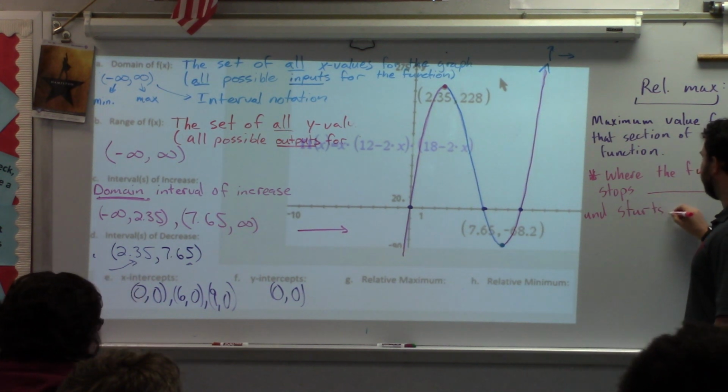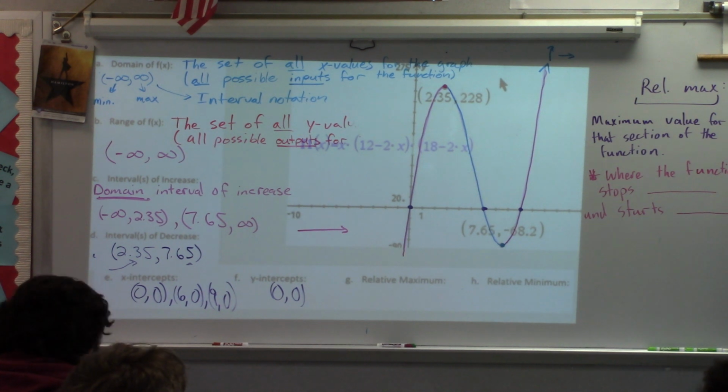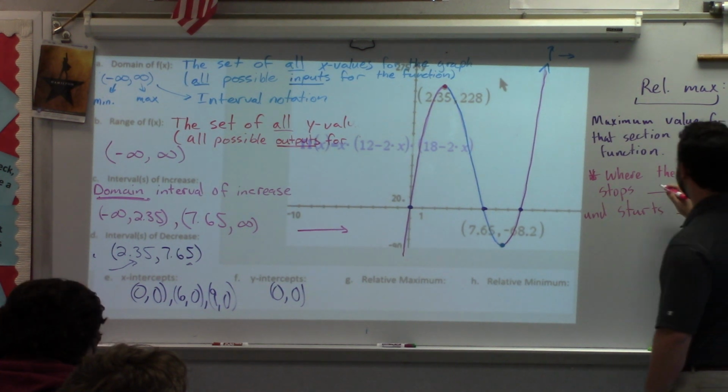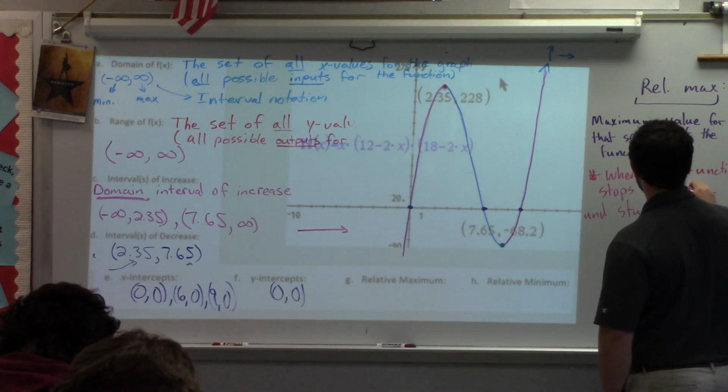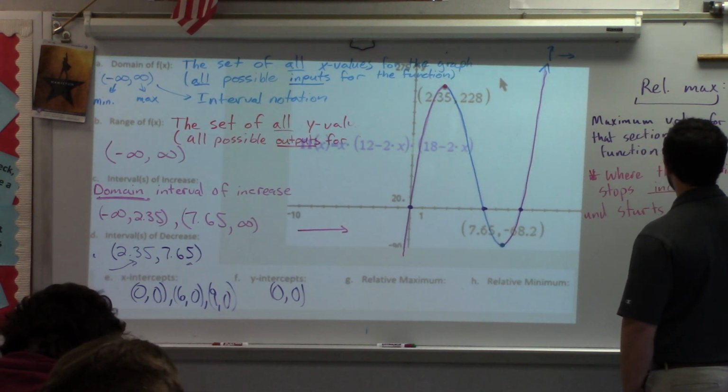Any guesses? It stops increasing and starts decreasing. If it stops going up and starts to go down, it's going to hit a what? Maximum. Thank you, Jake. Stops increasing and starts decreasing.